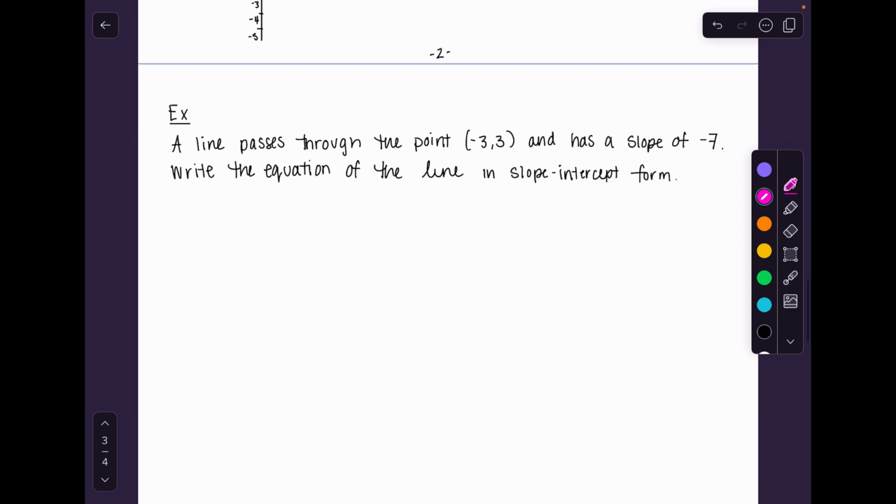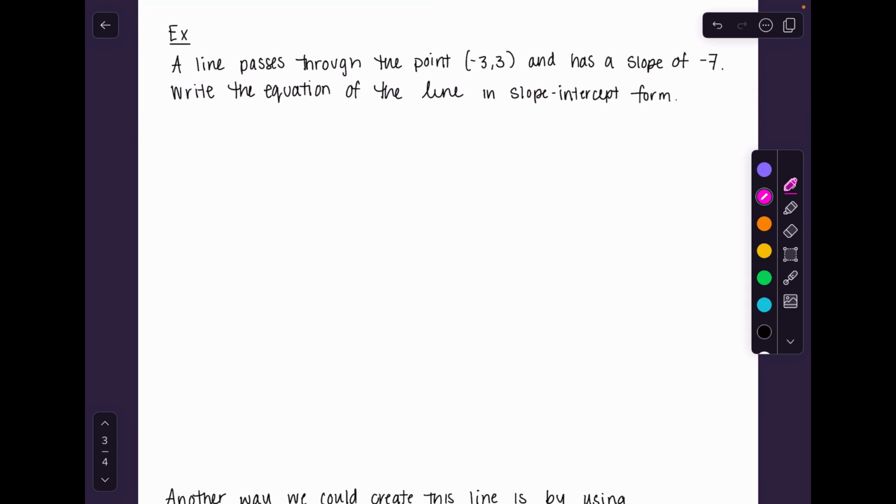Now let's try a different type of problem. We're told a line passes through the point negative 3, 3 and has a slope of negative 7. We want to write the equation of the line in slope-intercept form, meaning we want to put it in that form y equals mx plus b. So I know that our value of m is negative 7, but if I look at this point, neither of these are 0. They're not any of my intercepts. So m is equal to negative 7, but we have no idea what b is.